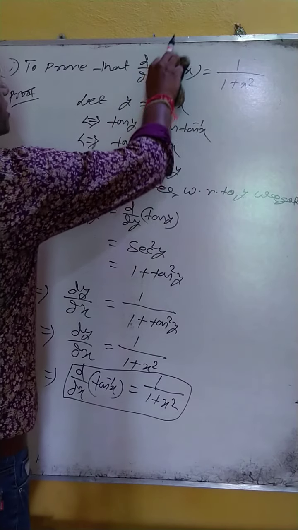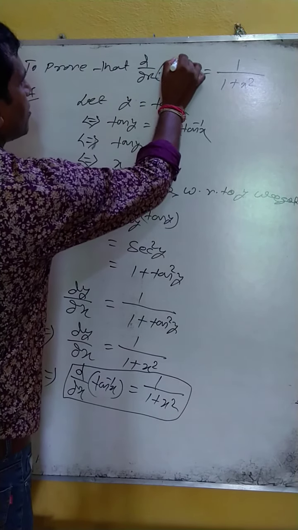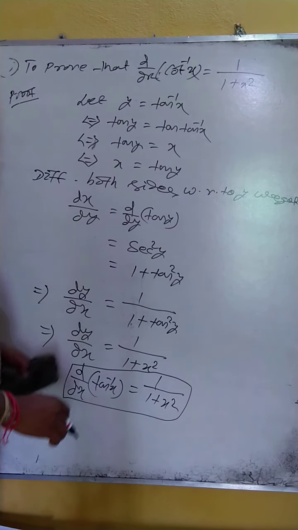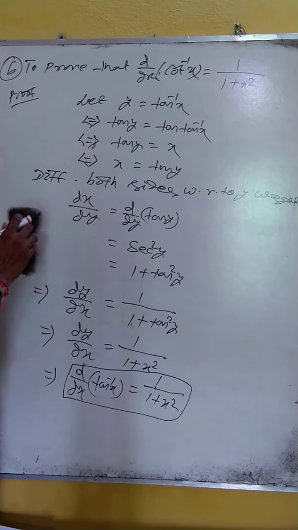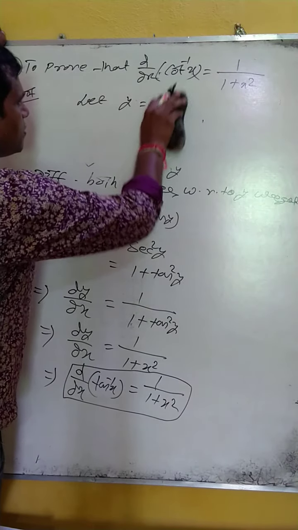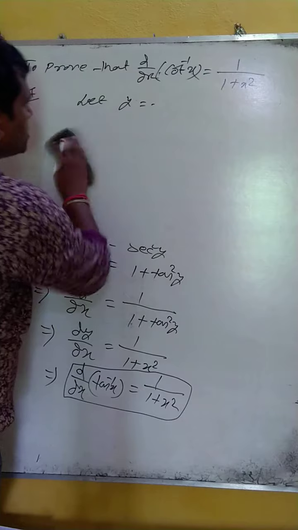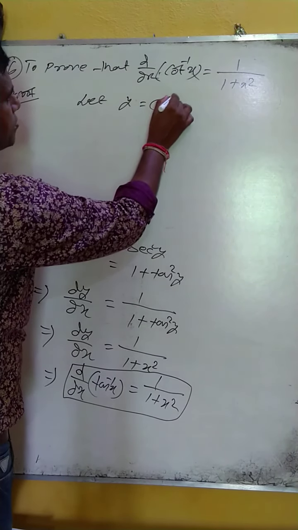Now we find the derivative of cot inverse x. Sixth and last formula. Let y is equal to cot inverse x.